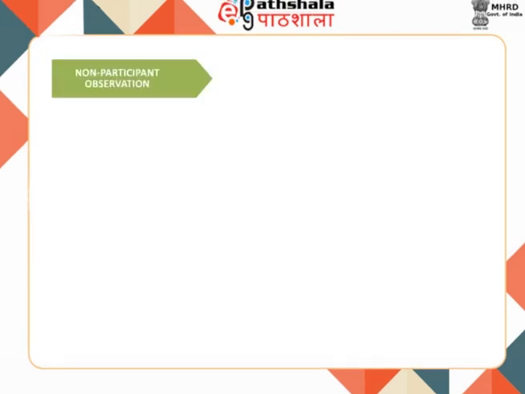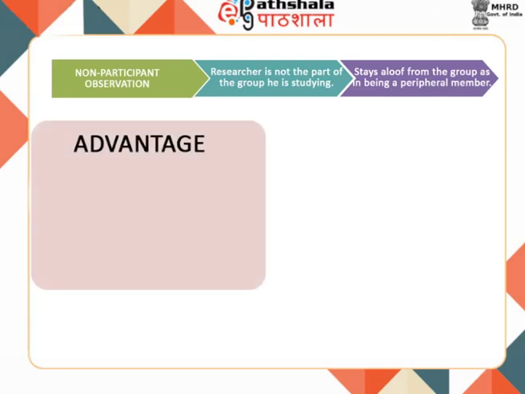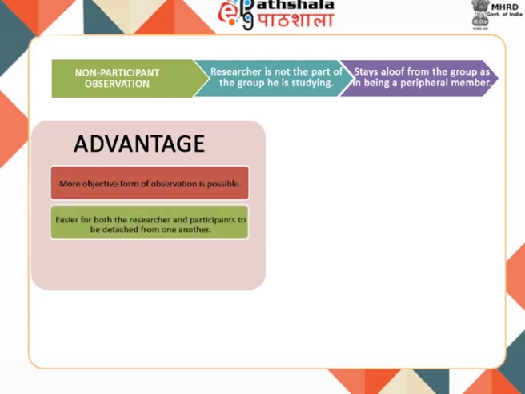Non-participant observation can be explained as a situation wherein the researcher is not a part of the group he is studying and stays aloof from the group, as in being a complete observer or a peripheral member as explained above. The advantages of non-participant observation are: more objective form of observation is possible, leaving no scope for misinterpretation due to identification or attachment. It is easier for both the researcher and the participants to be detached from one another. A low emotional bonding is seen.